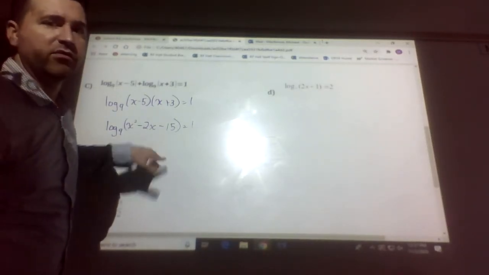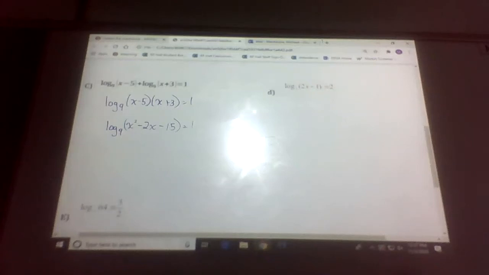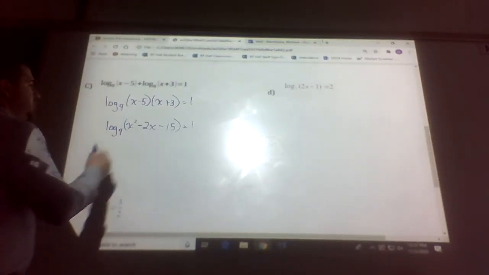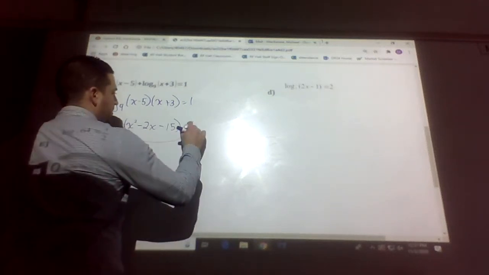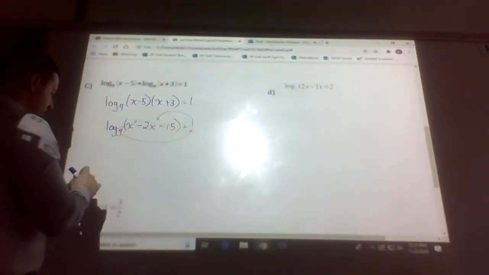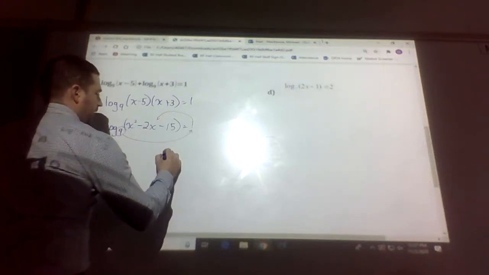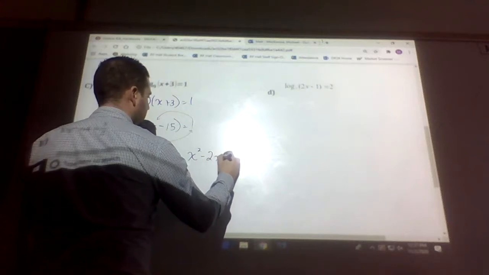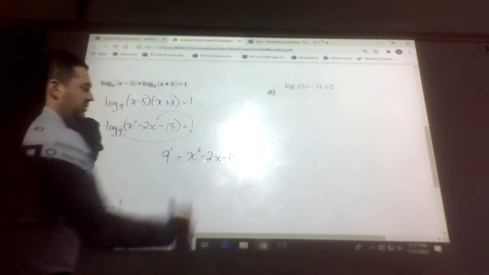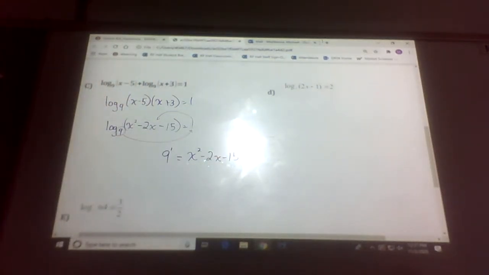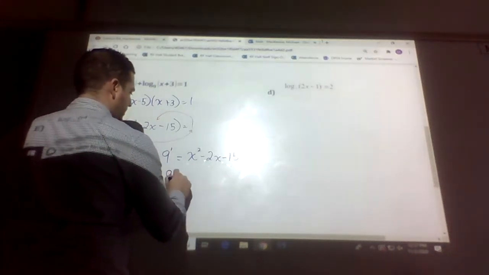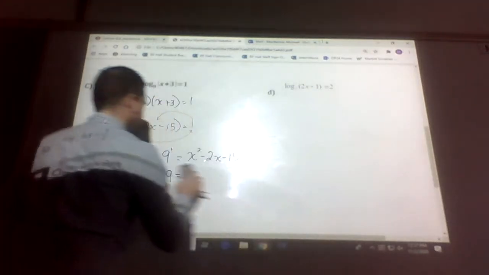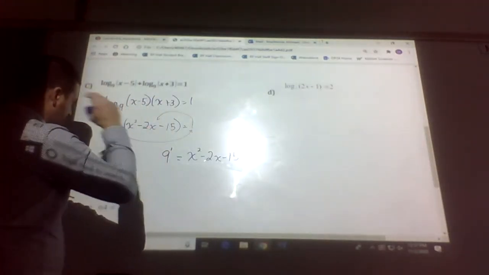So let's see if we can convert this so that we can remove the log and then isolate for x that way. So we're going to take the 9. So we get 9 to the power of 1 equals x squared minus 2x minus 15. 9 to the power of 1 is just 9.